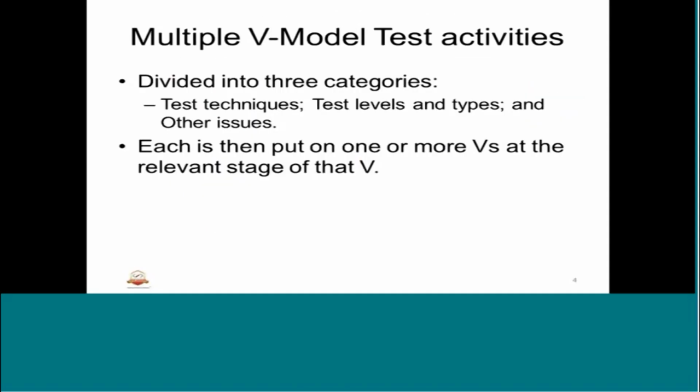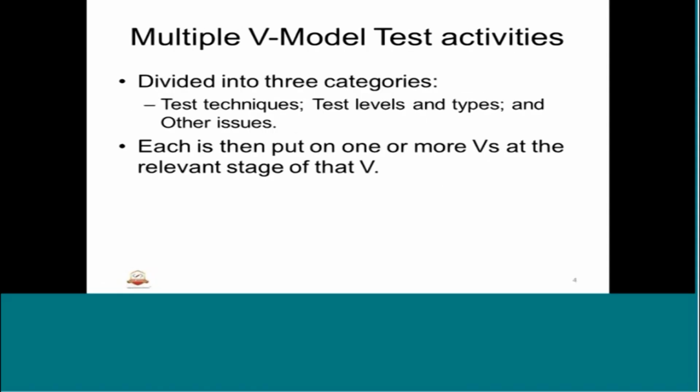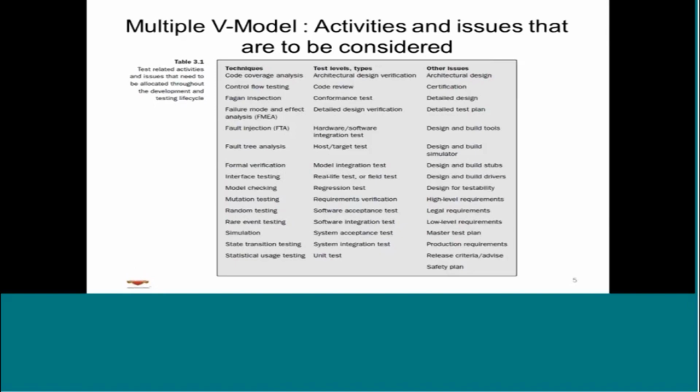So that is about multiple V model where we have initial prototype, final product organized into multiple V models, each one having design, code, test, and finally we are going to have the final or the formal product, and its applicability is drawn based on a master list of techniques, test levels, types, and other issues.